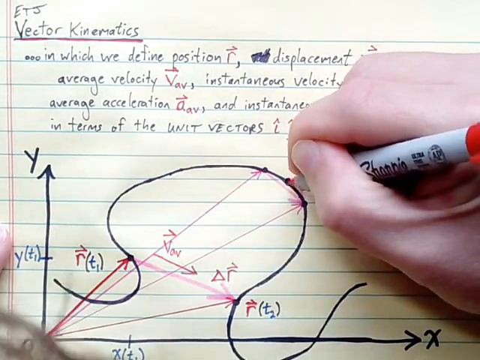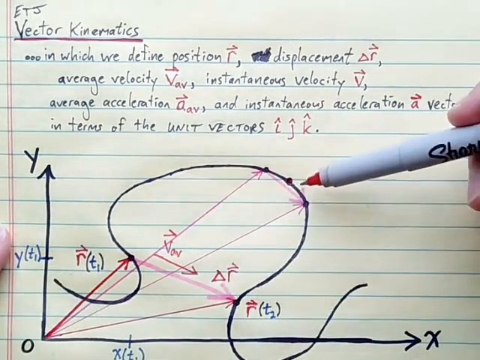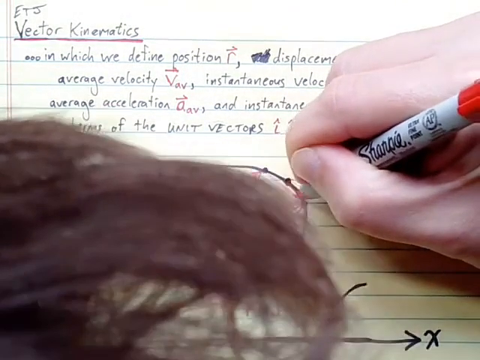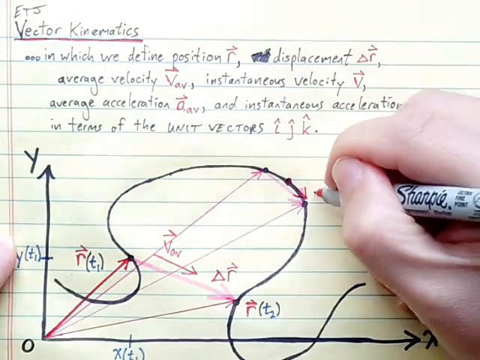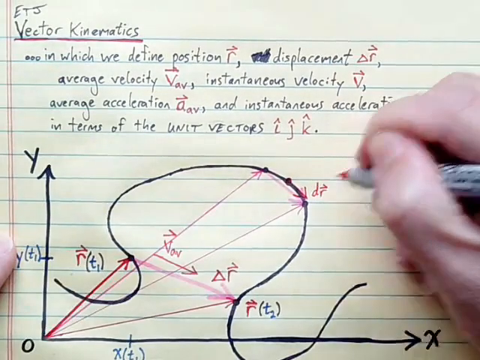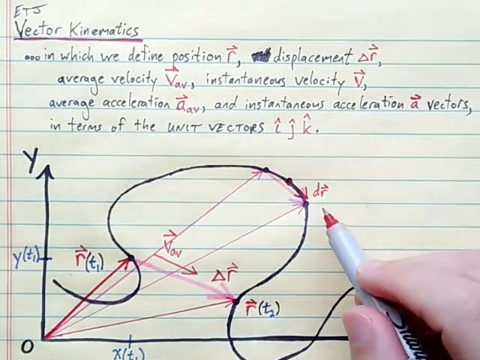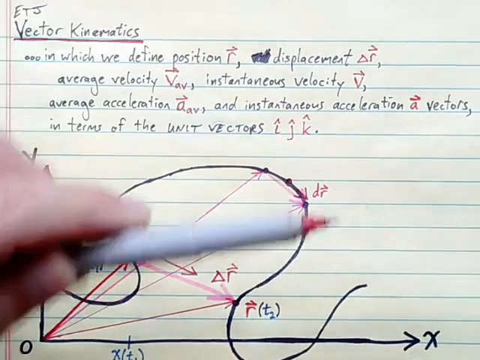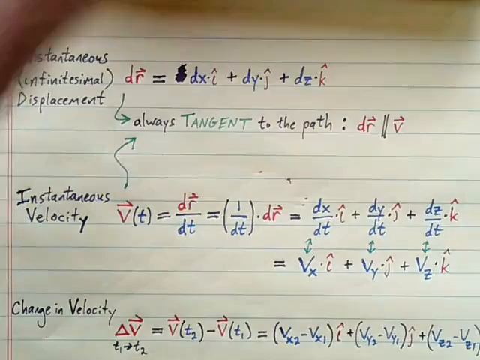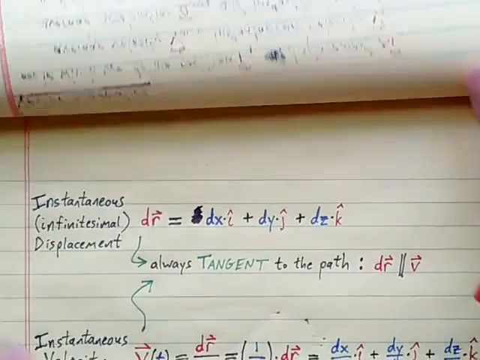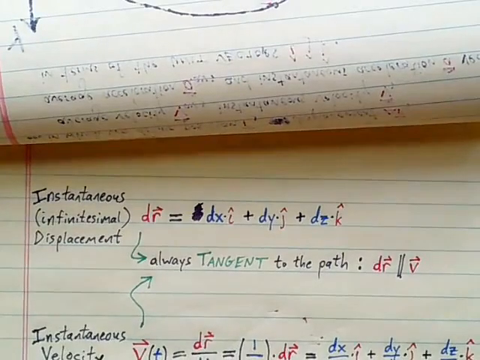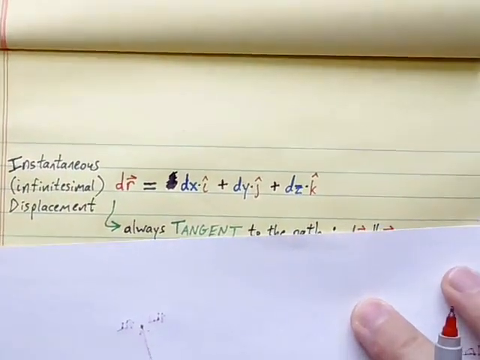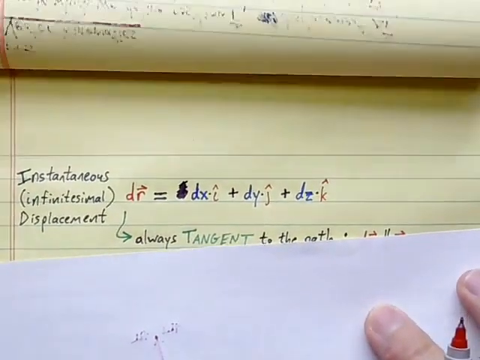So say at that particular moment right there, at this instant, we could define an instantaneous displacement vector. Let's call it dr, as in a delta r that has shrunk down to an infinitesimally small length. A little dr tangent to the path right there. So we've got an instantaneous, infinitesimally small displacement vector.